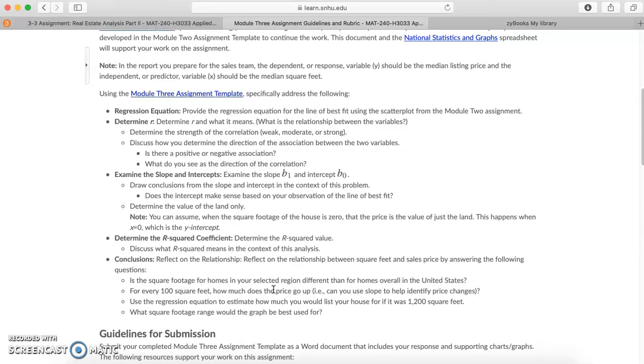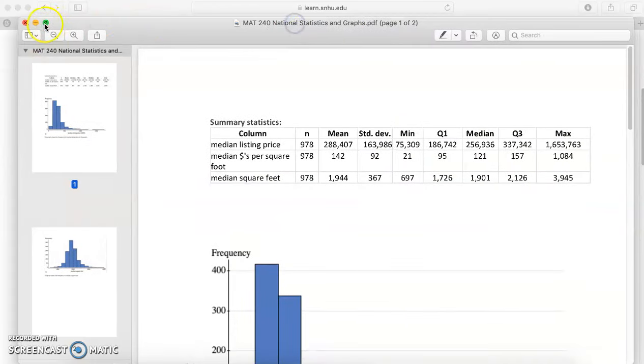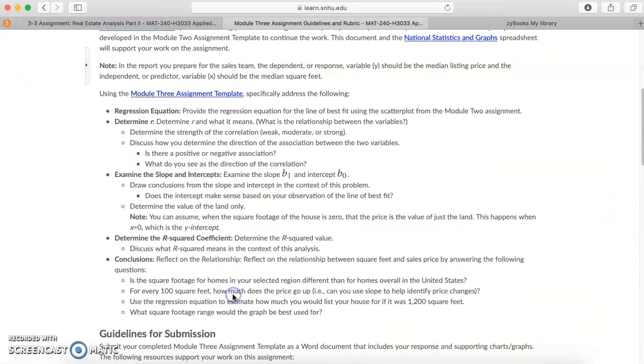Determine the R squared coefficient, discuss what it means, and conclusions. Reflect on the relationship between square feet and sales price by answering the following questions. Is the square footage for homes in your selected region different from homes in the overall US? That's going to be looking at this sheet here and comparing. Some of that we're not going to get into too much detail. I just want you to understand the overall concept, that way, when you go to work on the report, you have your original thoughts, your intuition and your insight there.